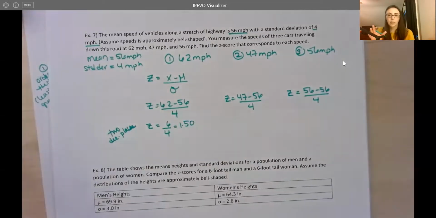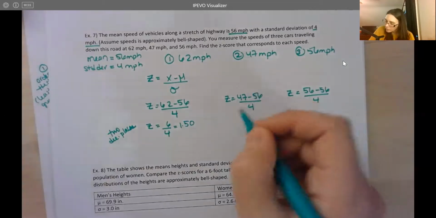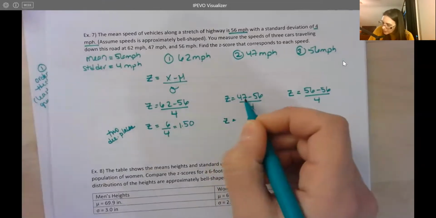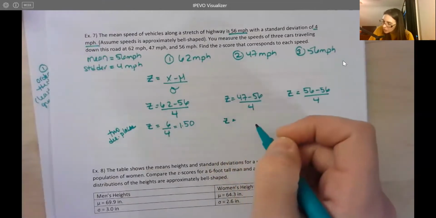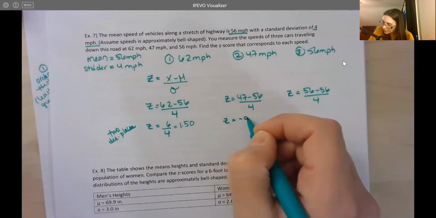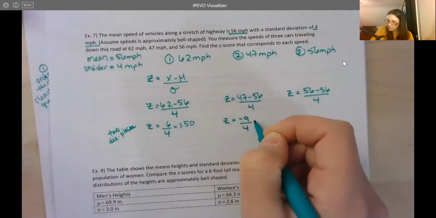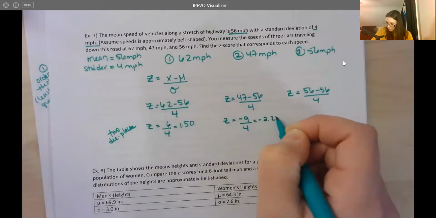Sometimes we'll use 3 decimal places, so there's a couple exceptions there, but usually we use 2 decimal places most of the time. Now, for the next one, I'm doing 47 minus 56. So when I subtract this, I'm getting negative 9 over 4. So I get negative 2.25.